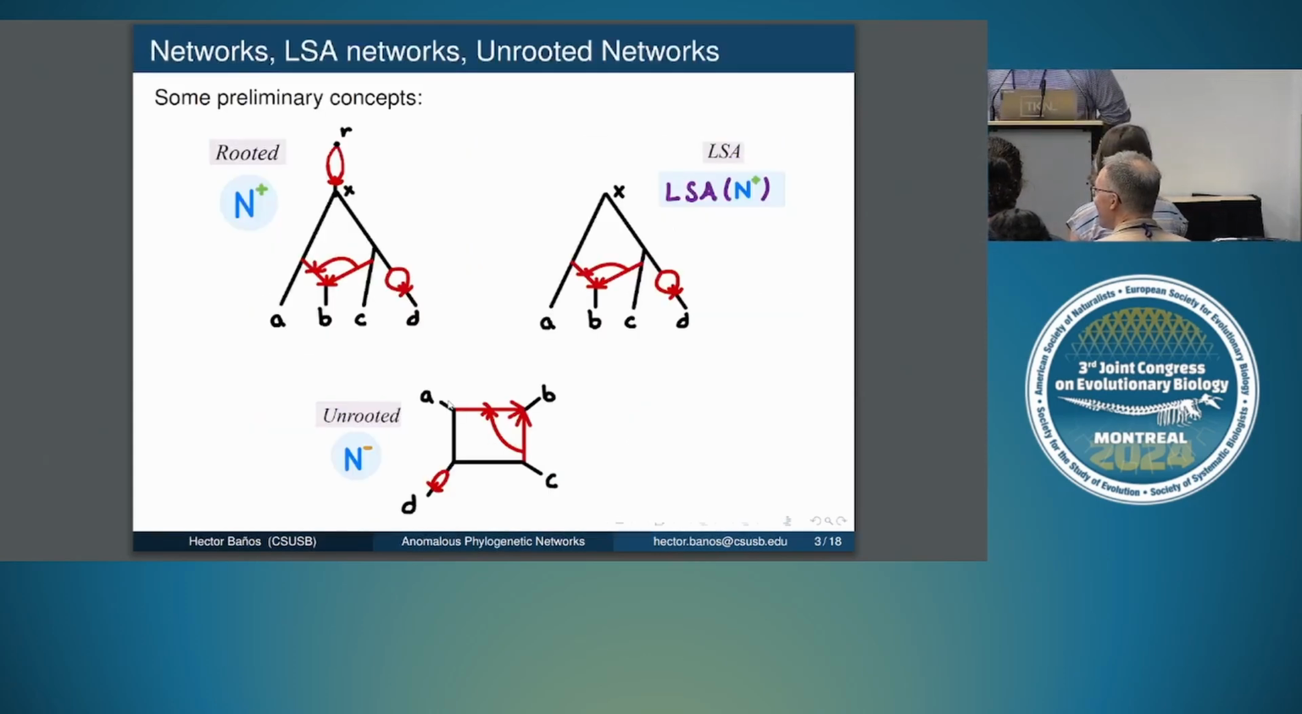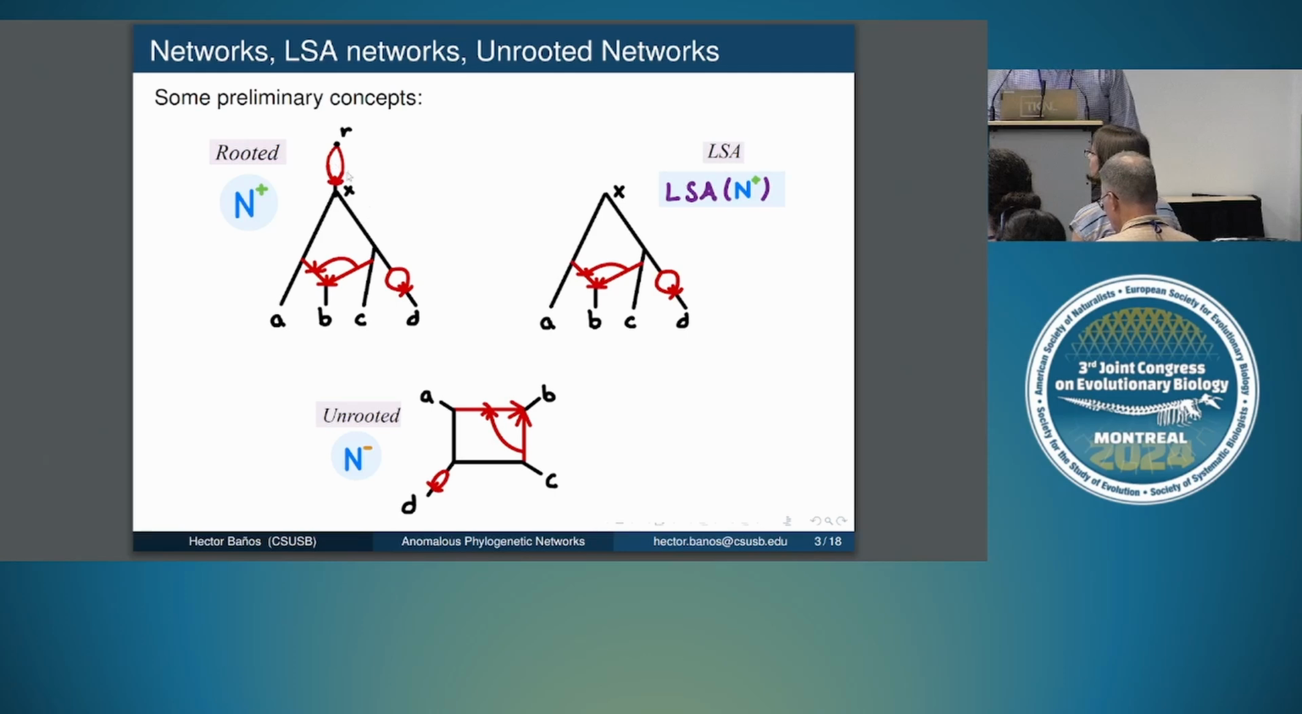So some preliminary concepts. So we have a rooted network, the thing we use to represent evolutionary histories between species in the presence of hybridization. So at the top we have the root. All the edges are directed away from the root, and the red edges represent our hybridization events.